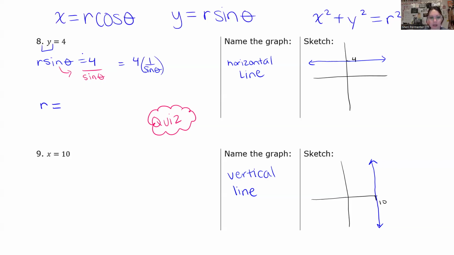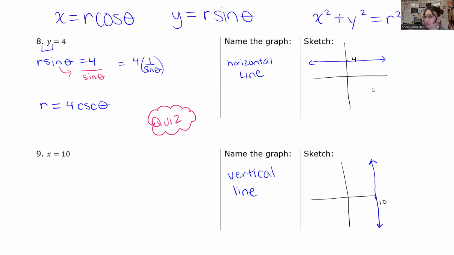Cosecant. Very good. So we get 4 cosecant theta. So when you see cosecant, r equals a number cosecant, that's going to always create a horizontal line because cosecant goes with y, which goes with sine. And it's going to be wherever that value lives. If it was -4, it would be down here.